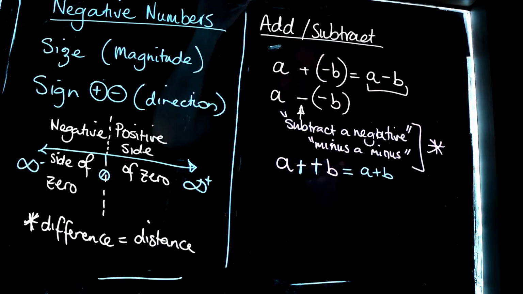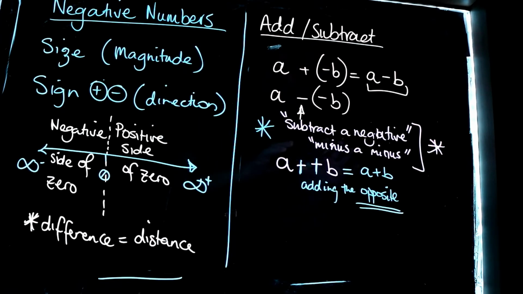But to allow me to do that, I must be saying this in my head, or seeing this. Subtract a negative, a minus a minus. I'm changing the signs and adding them together. I'm actually adding the opposite. Okay? The opposite. So that's all very algebraic.